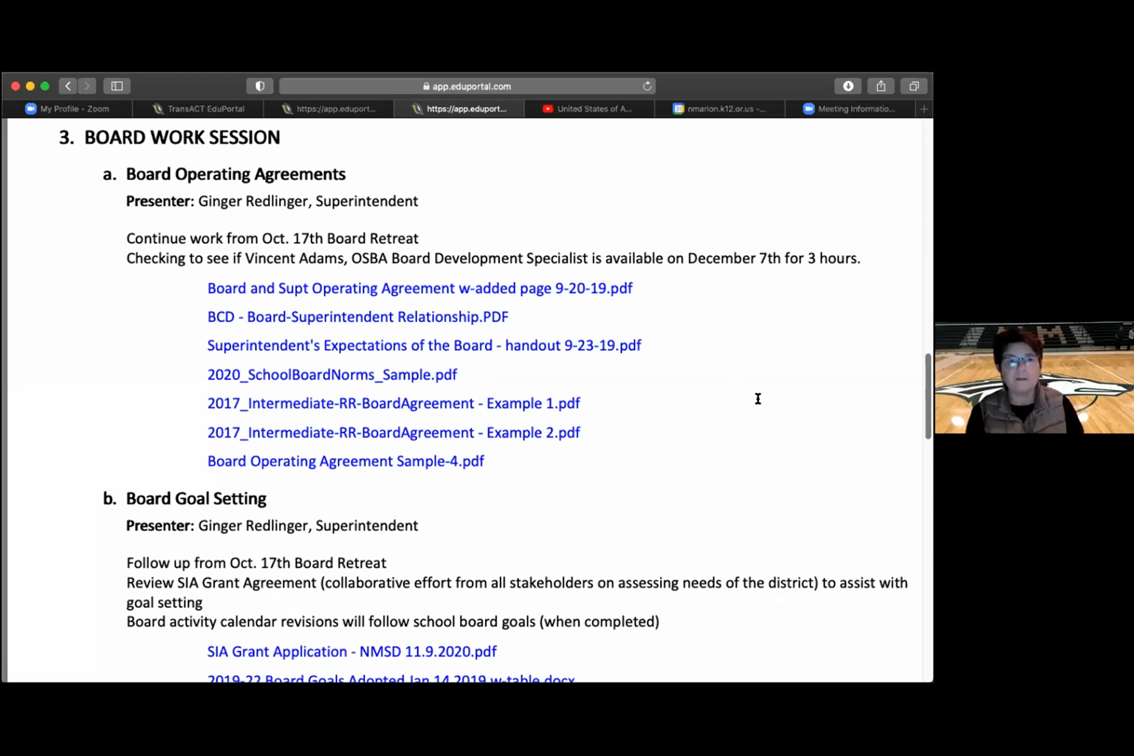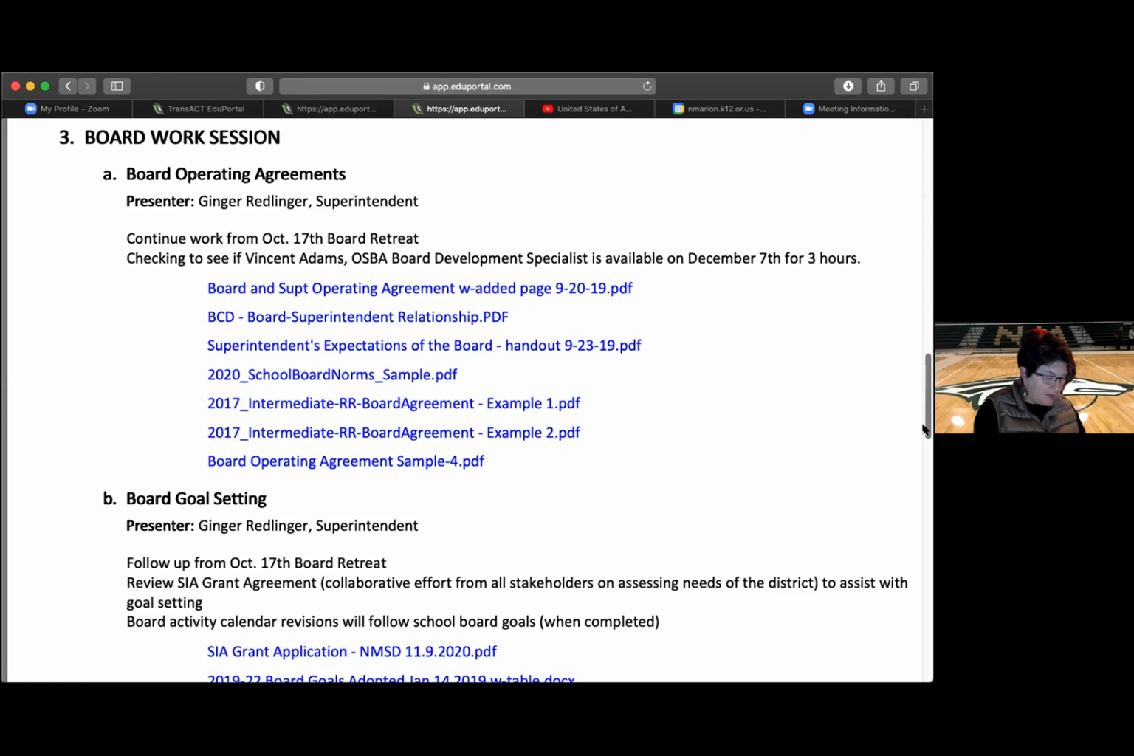Okay. Don't see any. So moving on to item number 3. I'll let you take it away, Ginger. Okay, well, these are where we left off in the board retreat was we were going to need some time to discuss board operating agreements and revise our current documents. So what has been provided in this list of documents are existing documents and potential new documents.